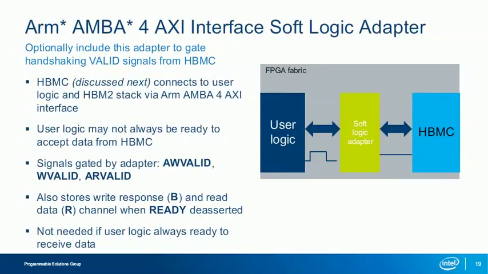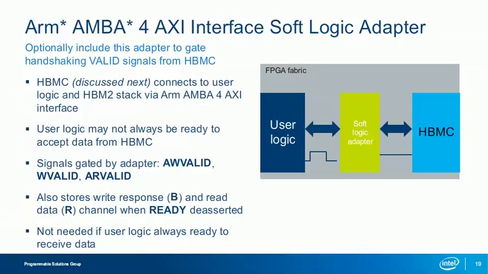As mentioned, the user logic interfaces with the HBMC through an ARM AMBA4 AXI interface. When connecting to the HBMC, you have the option of adding a soft logic adapter that can gate the ARM AMBA4 AXI interface valid signals. Recall that the valid signals in the address read, address write, and write data channels are sent from the source, the user logic, to validate the information sent. The HBMC must respond with the corresponding ready signals to complete the handshaking before a transaction can begin.